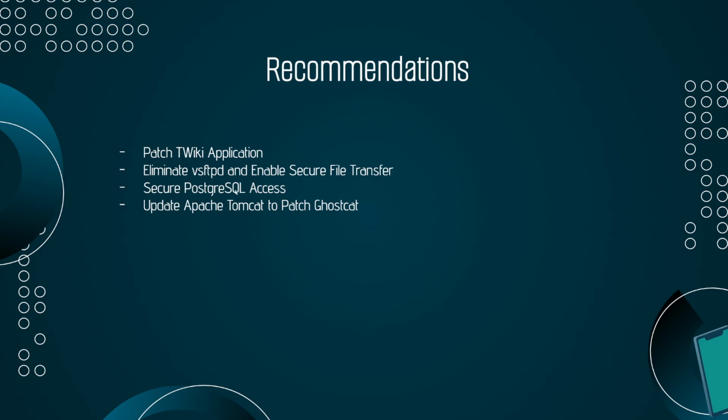Secondly, for the VSFTPD backdoor, it is best to not just patch, but to completely eliminate it and replace it with a secure file transfer solution such as SFTP over OpenSSH. FTP here transmits data in clear text, and a backdoor version means attackers can already have shell access. Moving to a more secure encrypted transfer protocol reduces that exposure significantly.